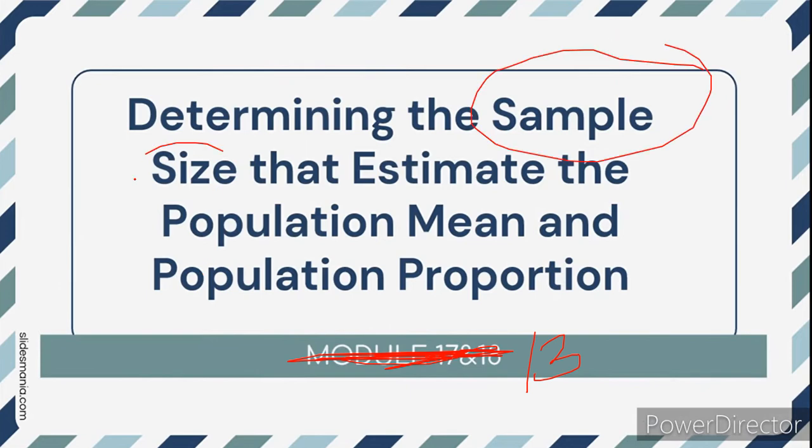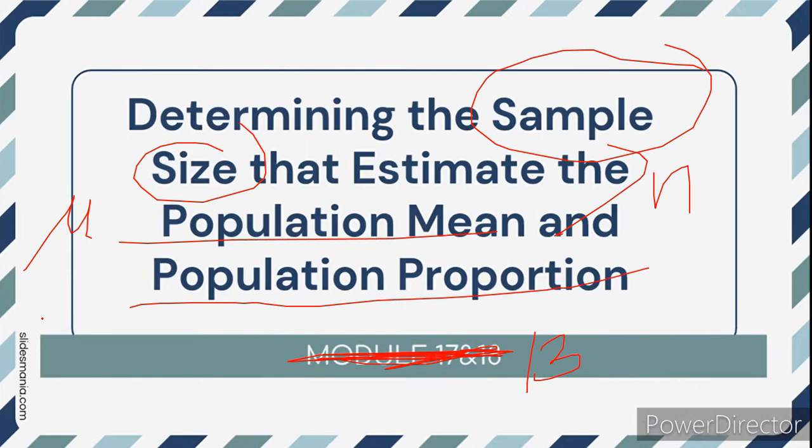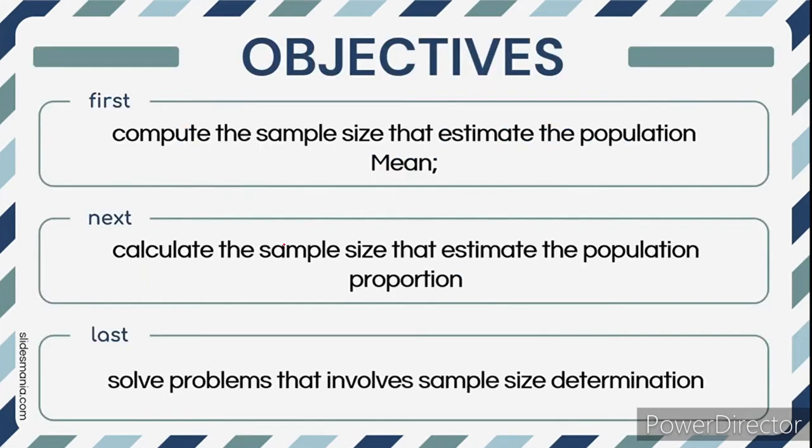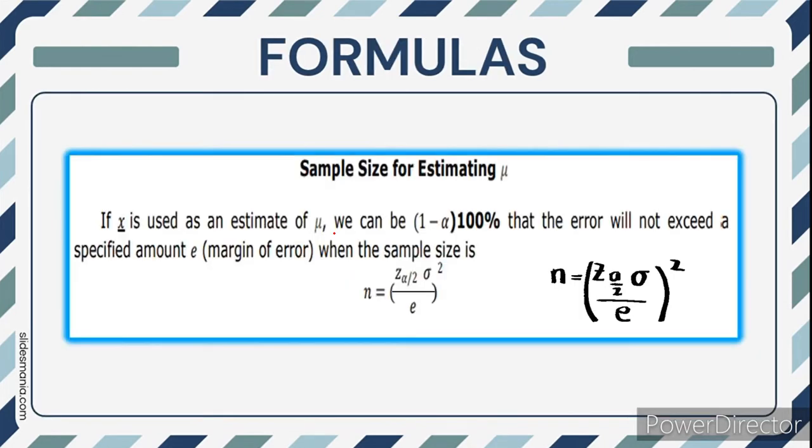Meaning to say we're going to find the value of n here and estimate the population mean. The population mean is mu and the population proportion is p. Objectives: compute the sample size, calculate the sample size. Puro sample size lang naman yung isosolve natin dito, no? And solve problems that involve sample size determination.